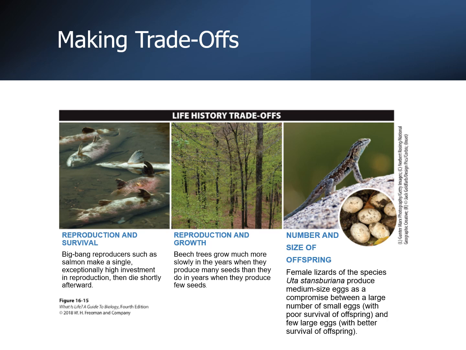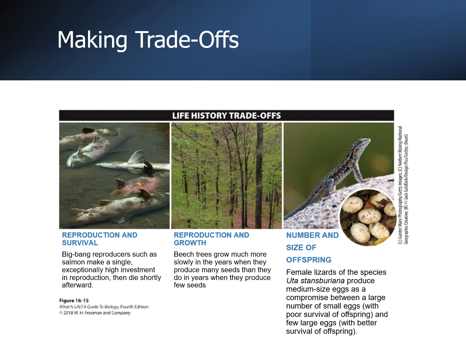The next example we have is reproduction and growth. So we have beech trees and how in the years that they produce seeds, so when they reproduce, they don't grow very big. They don't grow very much at all. They grow very slowly. Then in the years that they do not produce seeds, they grow more, so they are putting their energy into producing seeds versus growing. And what we see as a trade-off is that the trees will forego growing to produce offspring.